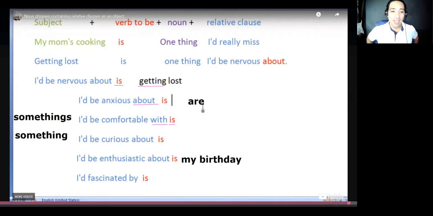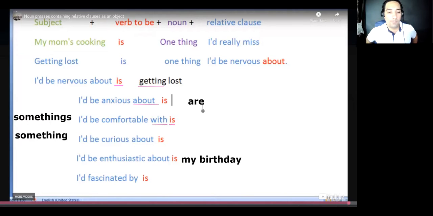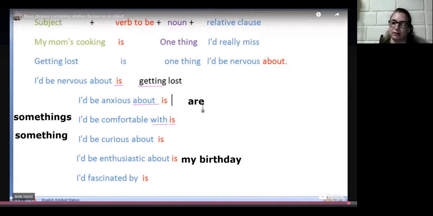Some things I'd be comfortable are in my bed, with this weather. Pero eso es una cosa nada más. Vamos a hablar de plurales. A ver. You cannot use "are".